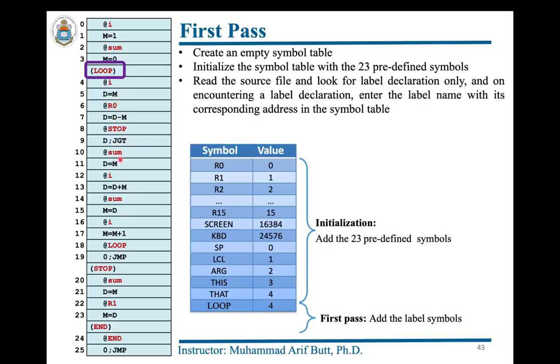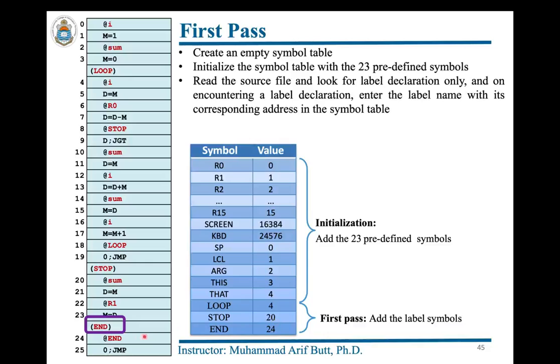Next label declaration is stop. We place an entry in the symbol table with the symbol of stop and the value of 20, which is the address of the next instruction. And remember, the way we are moving ahead, reading every instruction, we are keeping a counter, and that is the counter which tells me that this stop, the next instruction after this stop is instruction number 20, and that is the value I have placed over here in the symbol table.